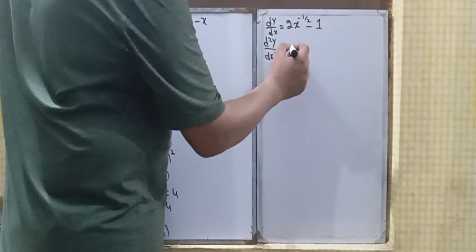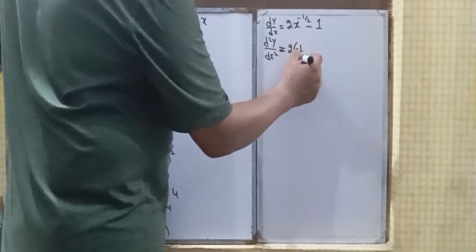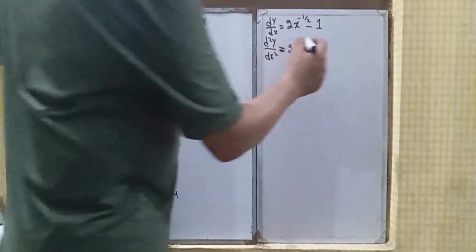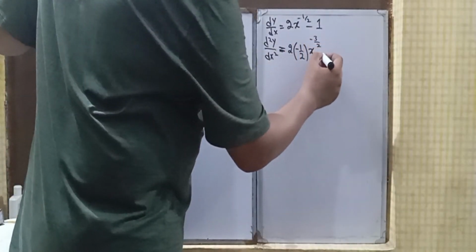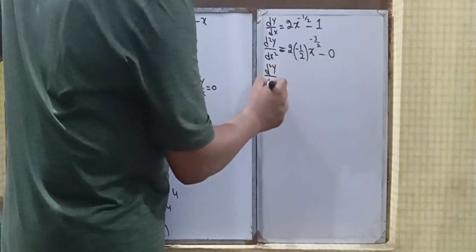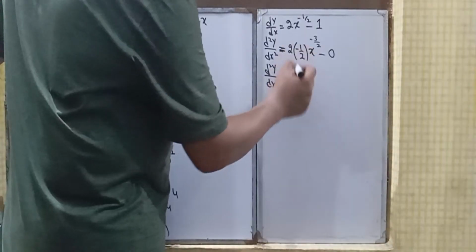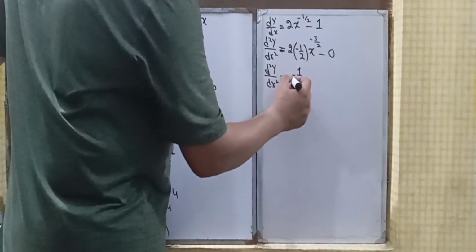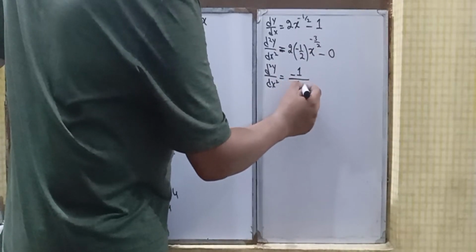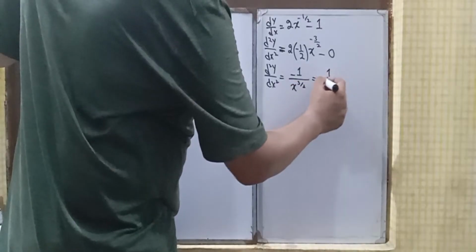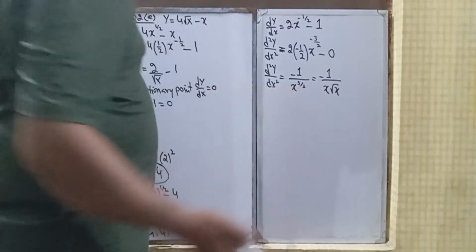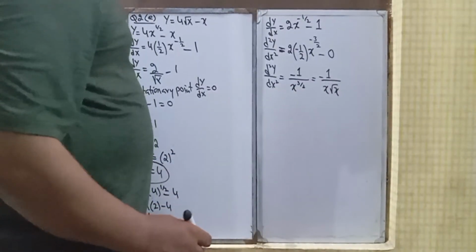So this will become 2 into minus 1 by 2 into x raised to power minus 1 by 2 minus 1, that is minus 3 by 2. Okay, then minus 0. So my second derivative is d square y dx square, and that 2 will cancel, so you will have minus 1 divided by x to the power 3 by 2, which means minus 1 divided by x and under root x. Or you can write it like this, no problem, okay? Okay, so this is right.